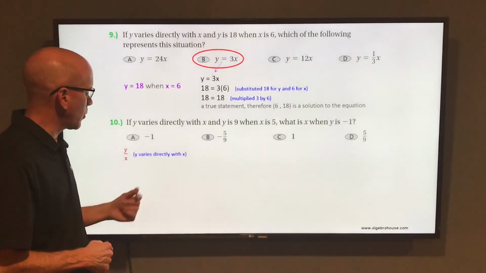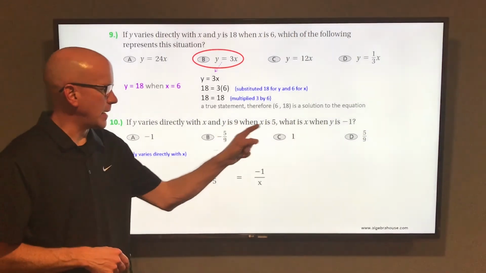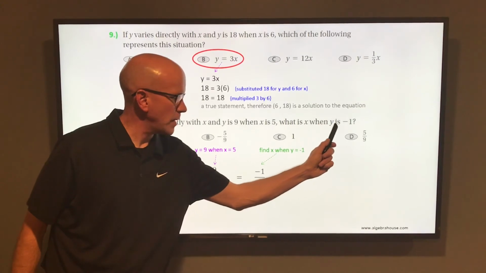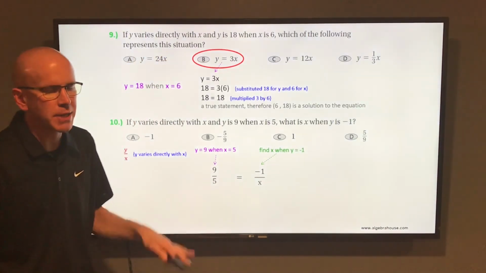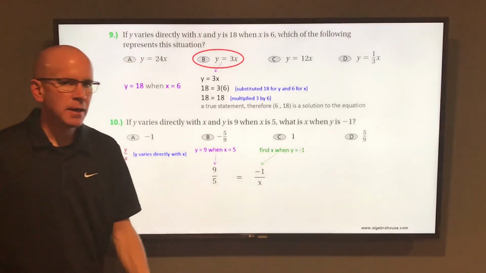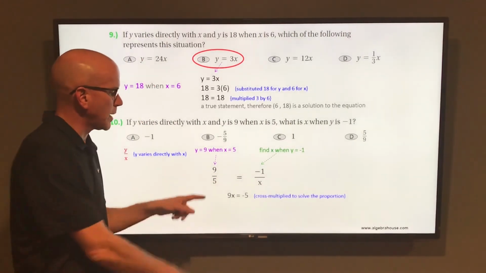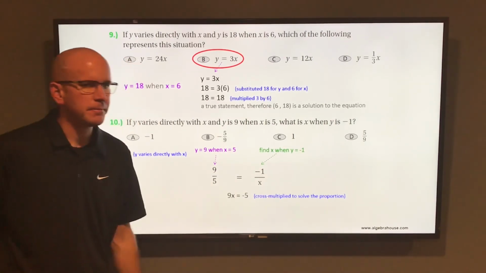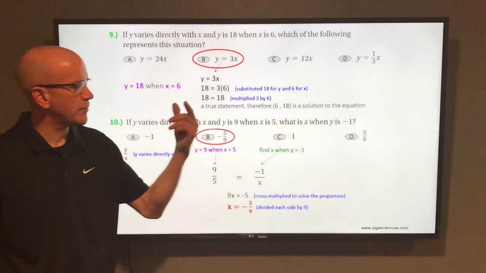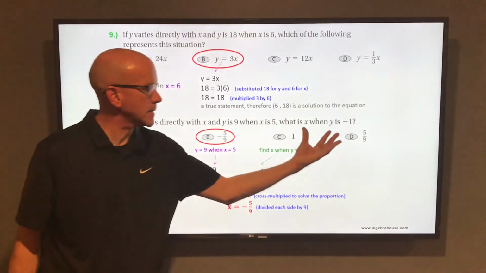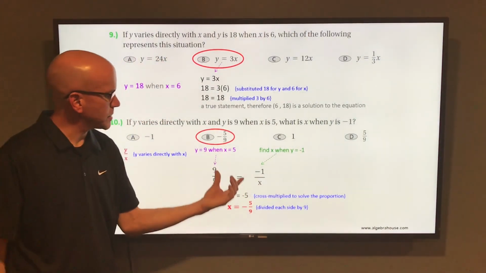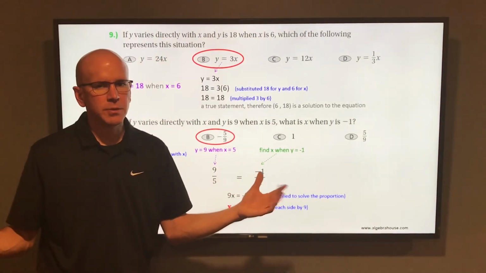Or you could set up a proportion. You could say that 9/5 is equal to y over x. So negative 1 over x. Each time you divide y by x, it's the same. So 9/5 is equal to negative 1 over x. If you want to do it that way, it's fine. Cross multiply, get 9x equals negative 5, and then divide each side by 9, x equals negative 5/9. So no matter whether you find the constant of variation first and apply that to this in the form of y equals kx, or whether you set up a proportion, choice is yours, it's going to be the same.